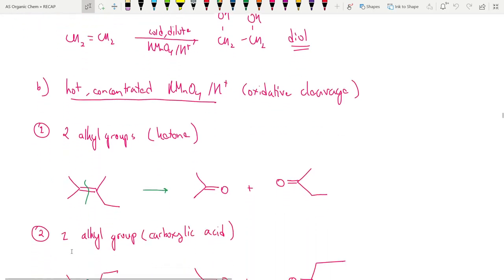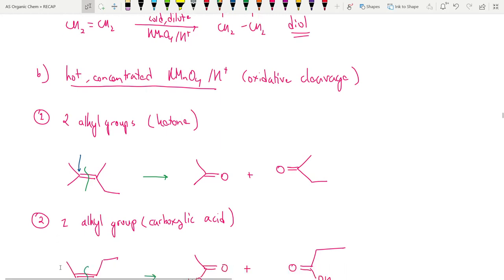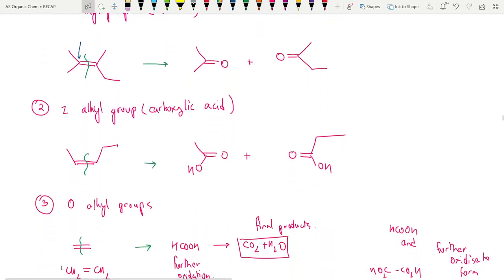So there are three possibilities. If there are two alkyl groups attached, look at these hands, these are the alkyl groups. If there are two alkyl groups attached to the carbon, we're going to get ketones. If there is one alkyl group, we're going to get carboxylic acids. Look, there's only one hand over here, regardless of the length of the chain. If there's one alkyl group, we're going to get carboxylic acids.